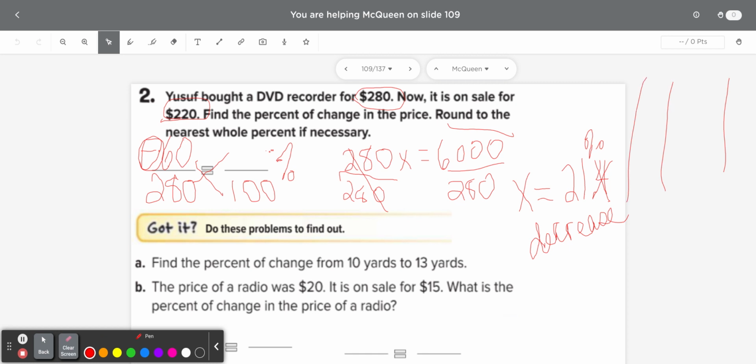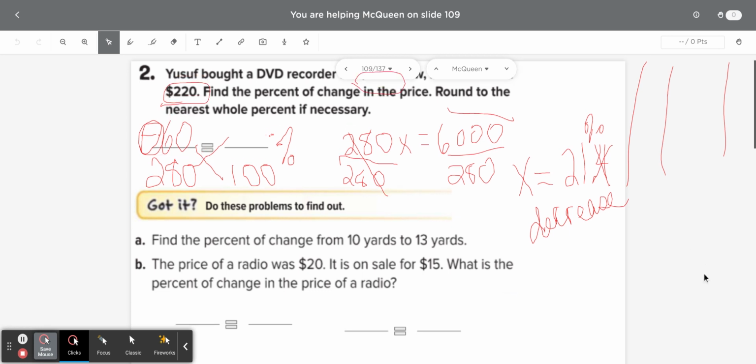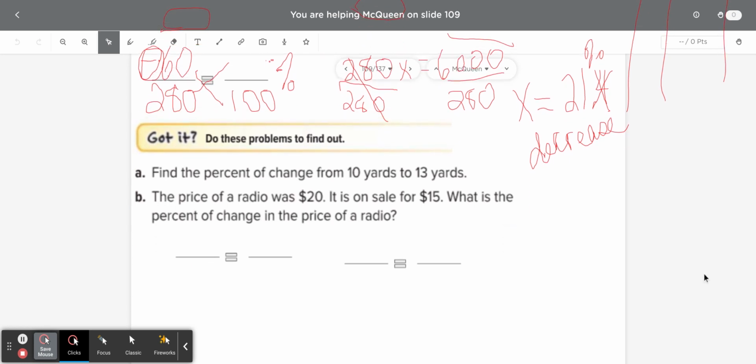So we have some here, and we have the percent of change from 10 yards to 13 yards. The original amount here is 10, and so 10 goes on the bottom. What happened from here to here? Well, it went up 3 yards. All right, 10 yards is 100%.